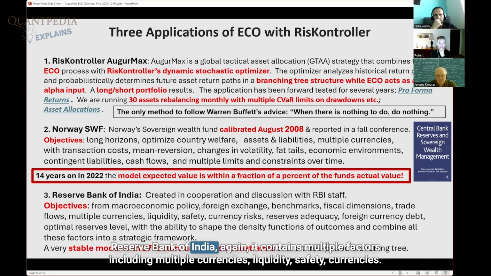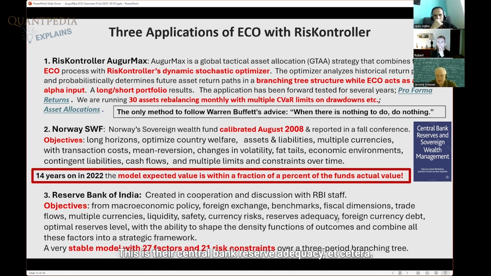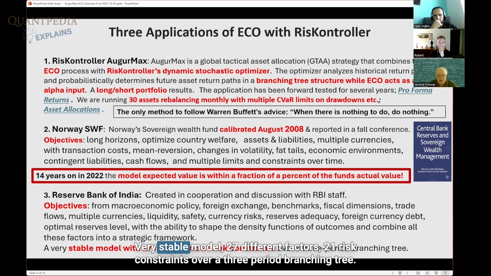Reserve Bank of India, again, contains multiple factors, including multiple currencies, liquidity, and safety currencies. This is their central bank, reserve adequacy, etc. You can read this. A very stable model, 27 different factors, 21 risk constraints over a 3-period branching tree.